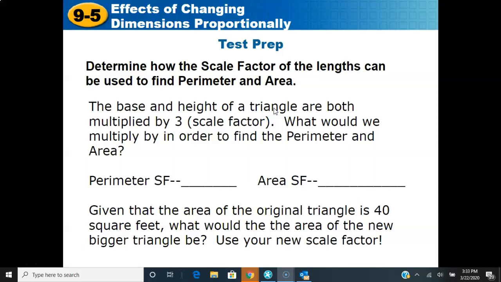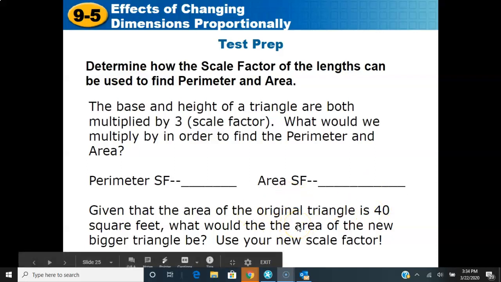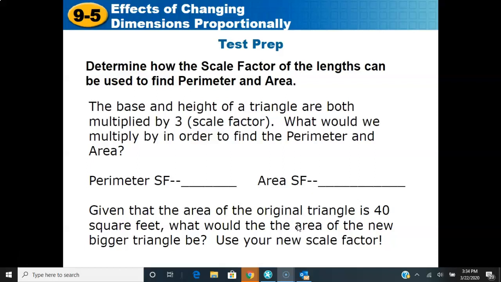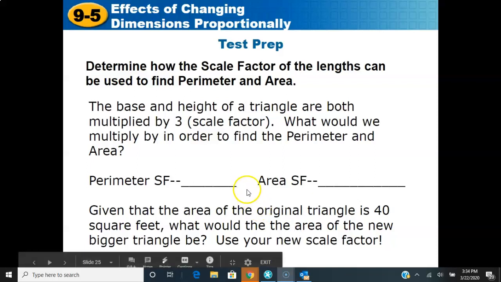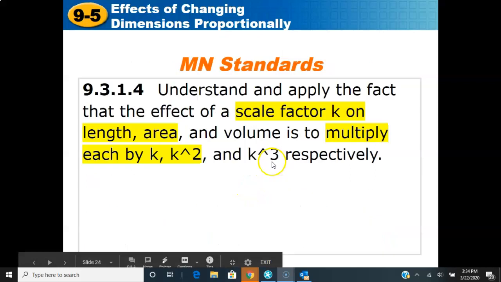So pause your video. I'm going to pause here for a couple of seconds and let you try to answer all 3 of these. What's the scale factor? That's the SF here. What's the scale factor of the perimeter? The scale factor of the areas between the original smaller triangle and our new larger triangle? And then answer this question down here. Hopefully you paused your video and answered those as best you could. Here are your answers.